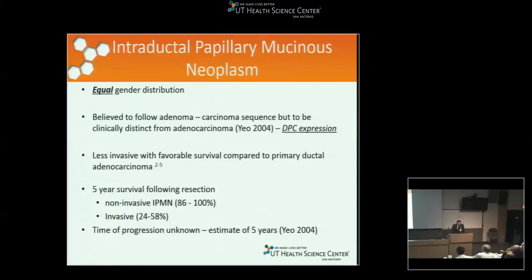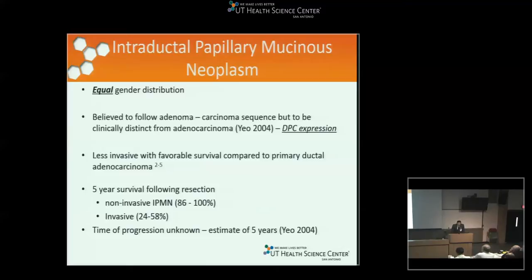Contrary to other neoplasms of the pancreas, they demonstrate an equal gender distribution and are believed to follow the adenoma-carcinoma sequence, but to be genetically and clinically distinct from adenocarcinoma. This is based on one study on the expression of DPC, a transcription factor involved in the cell cycle that is routinely deleted in primary ductal adenocarcinoma. Overall, they are less invasive with favorable survival compared to primary ductal adenocarcinoma. But as you would imagine, resection for invasive cancer carries a much worse prognosis.